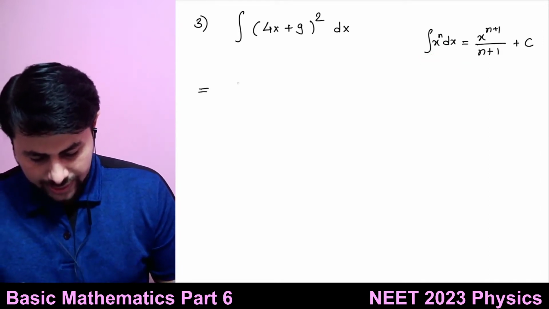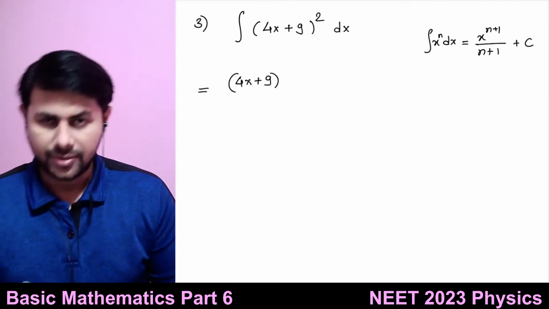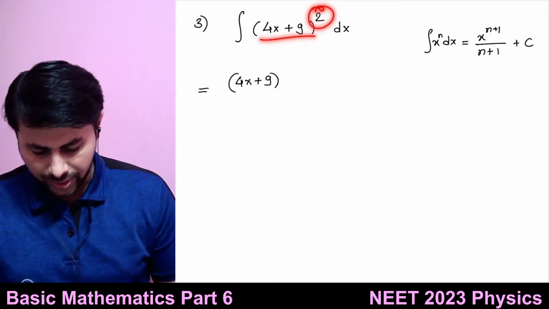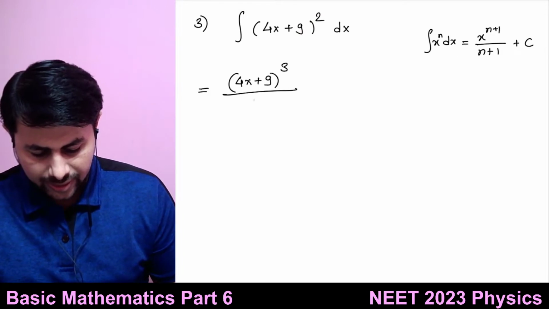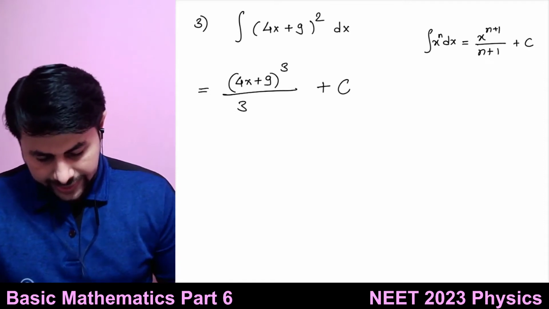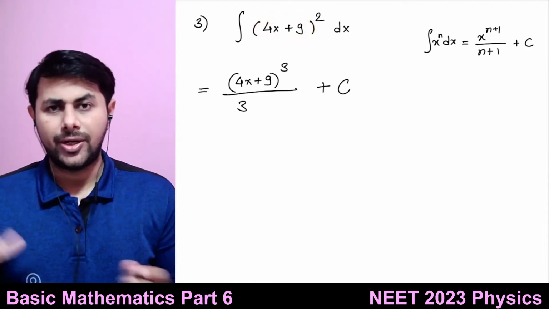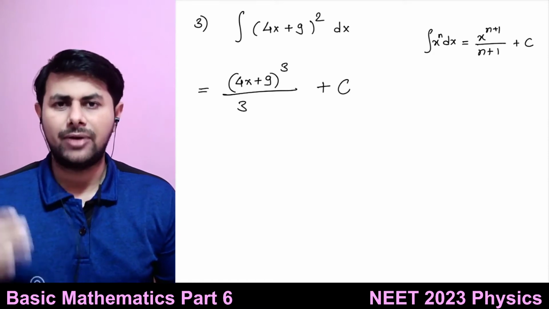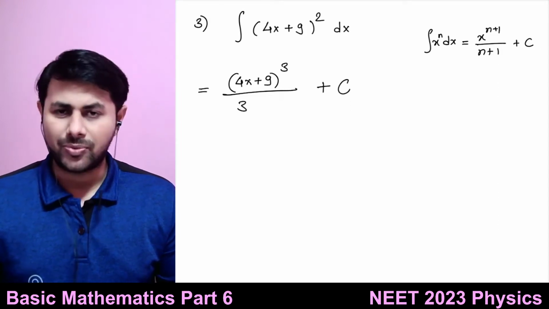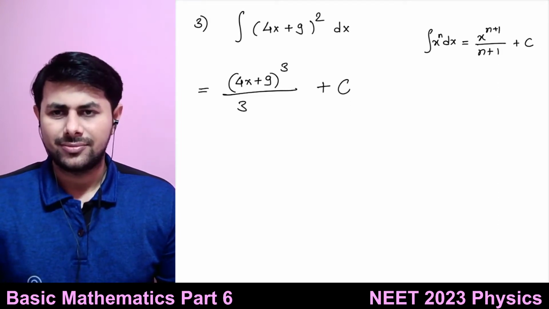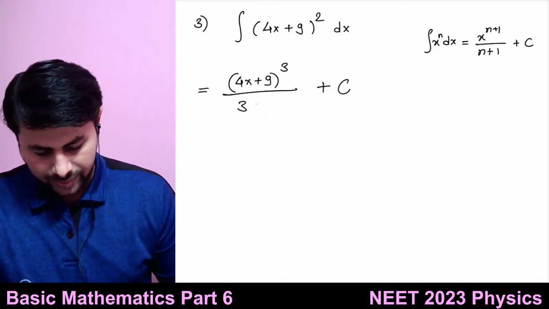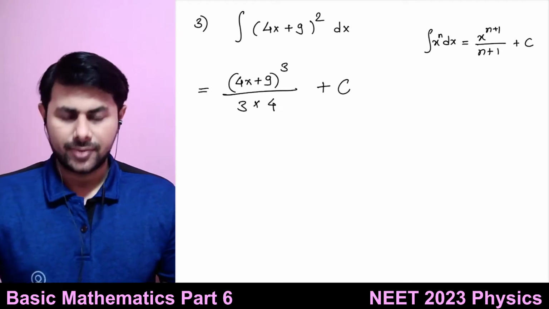So the integral is 4x plus 9 bracket raised to 2 plus 1, because I have this bracket raised to 2 over here. So 2 plus 1, which is 3, divided by 3. Okay, plus some constant, but inside the bracket I don't have x, I have some function of x. So what I have to do is divide by the derivative of that function, and what is the derivative of 4x plus 9? 4. Okay, so it is 4, right? Very simple.